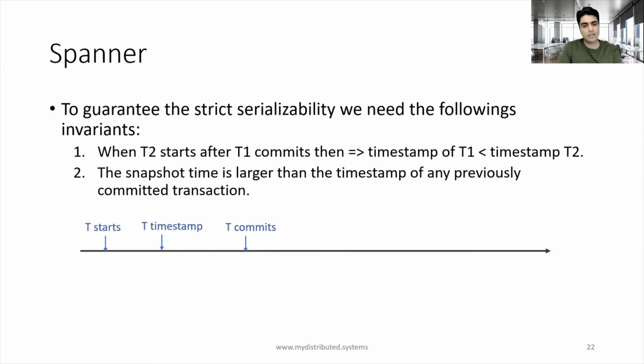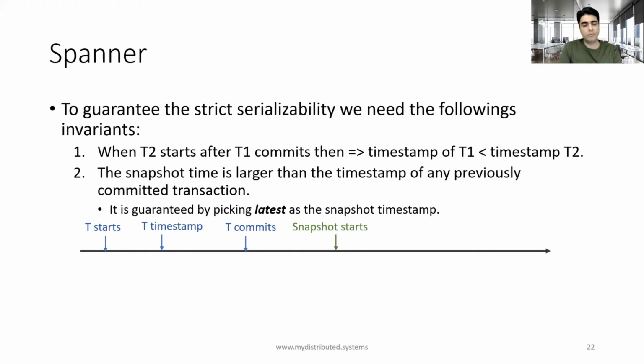The answer is that Spanner asks TrueTime to return an interval, and Spanner picks the latest value returned by TrueTime as the snapshot time. And this way, Spanner guarantees that the snapshot time is larger than the timestamp of any previously committed transaction.